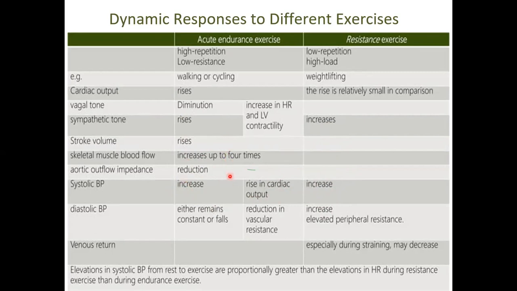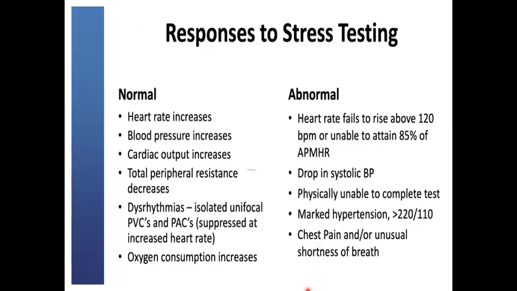As a matter of fact, this is an acute response we're looking at. Chronically, we tend to find a decrease in systolic blood pressure because of the long-term cardiac adaptations most of these athletes tend to have in endurance exercises. Looking at diastolic blood pressure, it either remains constant or sometimes even falls with a reduction in vascular resistance. But remarkably, in resistance exercises, there's actually an increase with elevated peripheral resistance. If you look at venous return also, especially during straining, this may decrease in resistance exercise, but there's little or no change in endurance exercise.